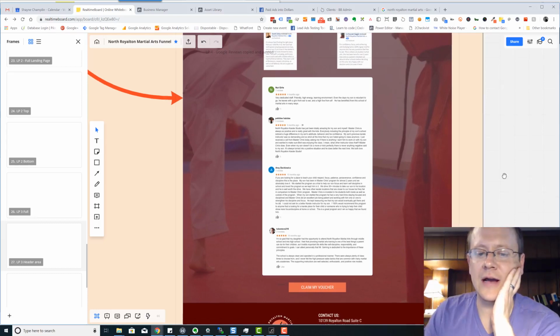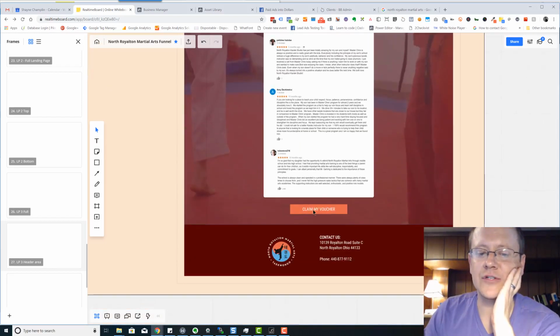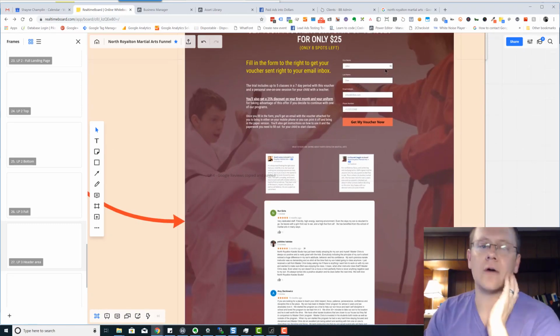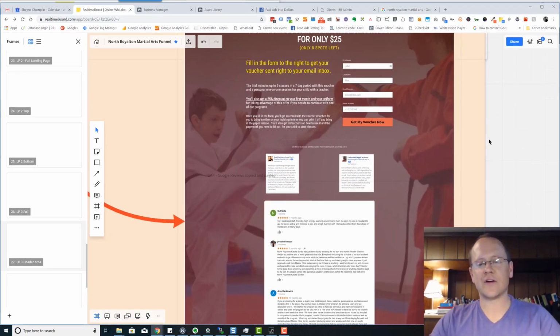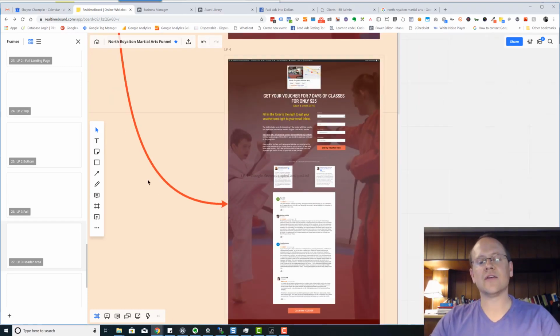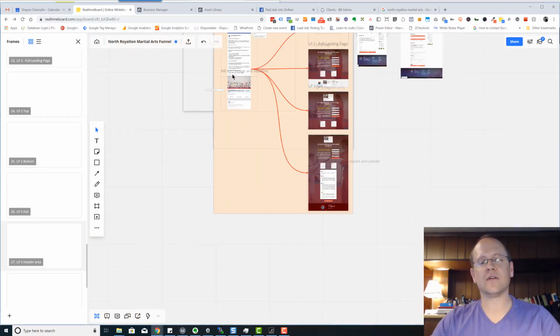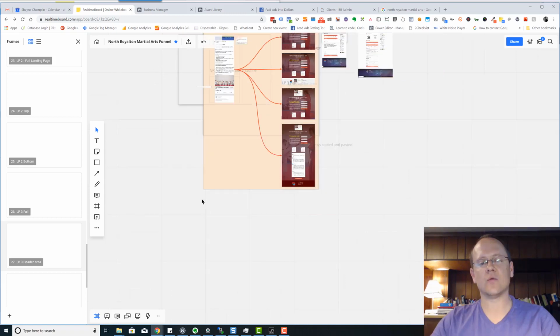And then we get to the bottom here after the testimonials and claim my voucher again, clicks that button and moves them right up to the form to fill that out. So those are the 4 different variations of landing pages. And that's just the landing page. Well, you're going to definitely want to test the ad as well.